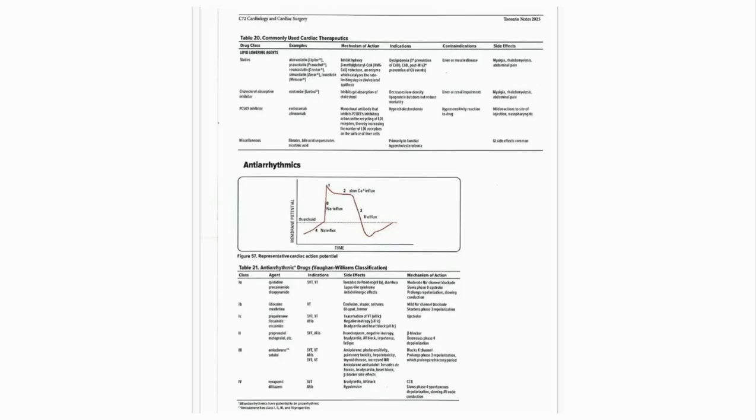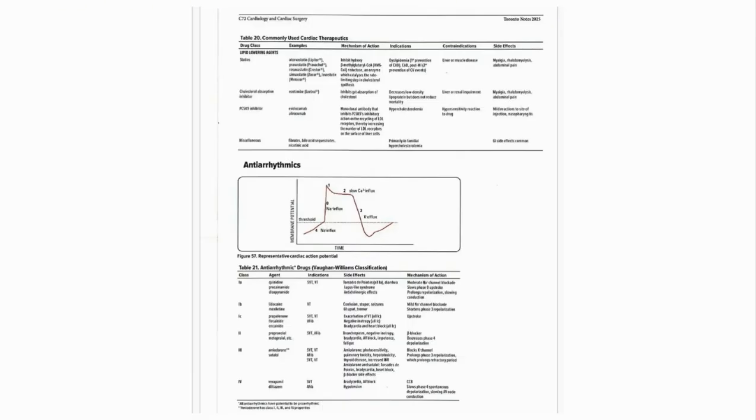Table 21. Antiarrhythmic drugs. Vaughan-Williams classification. Antiarrhythmics are divided into 4 major classes. Class 1, sodium channel blockers. These drugs reduce sodium influx during phase 0.